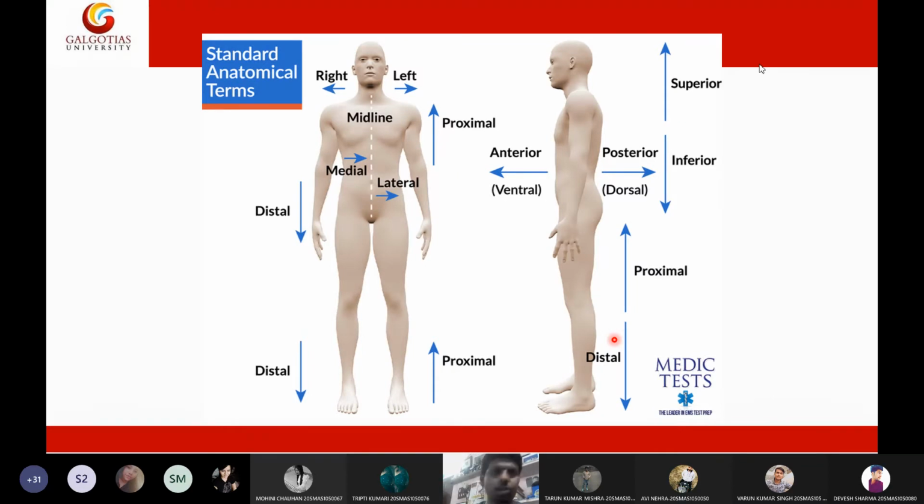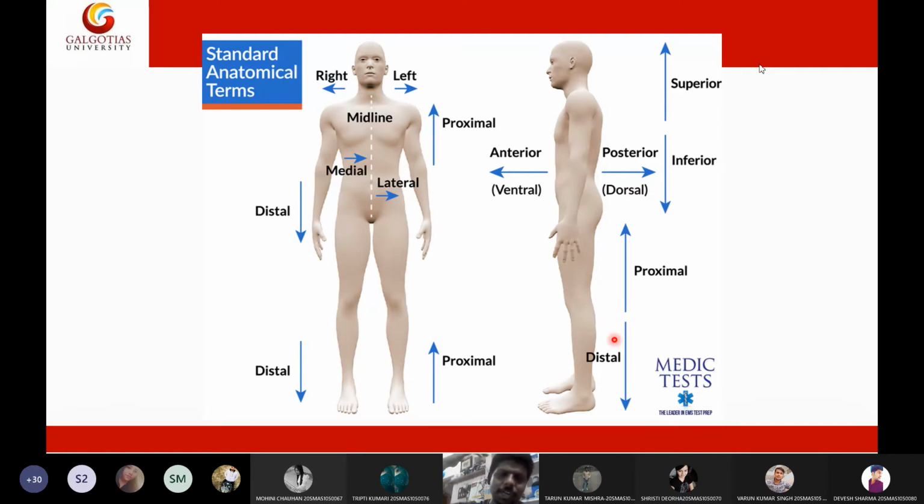Towards the limbs, towards the legs. Distal. We can say distal, or is there any other word? Inferior. Tail. Inferior. Okay, distal, inferior. Other word? Towards the legs. Caudal. Okay. Yes. Caudal, inferior, or distal are the same words.